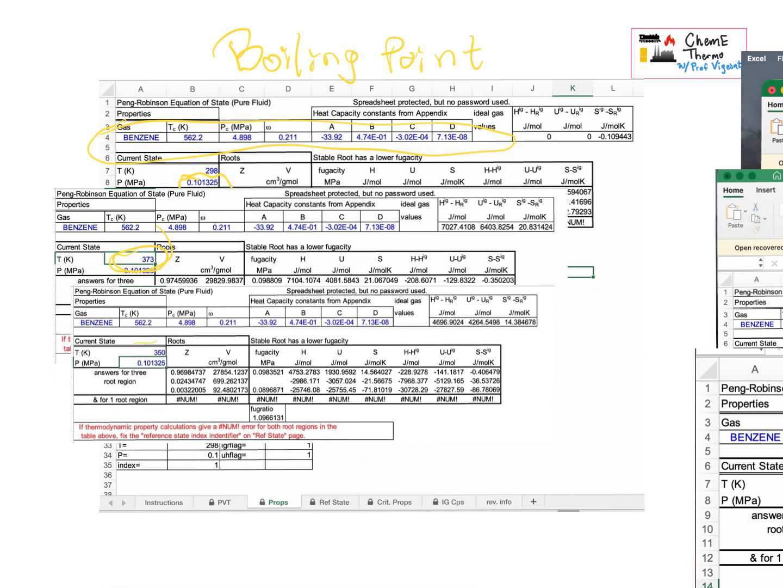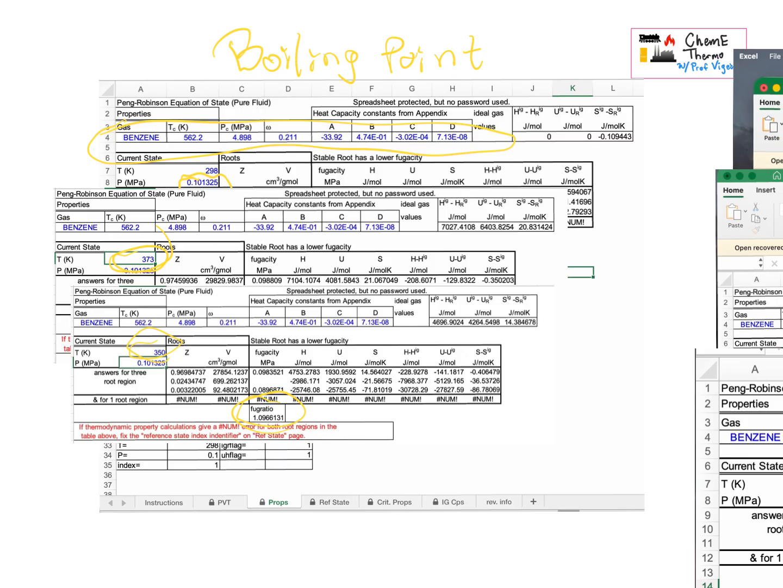My next guess is around 350, and you see I'm really close. Now that I've gotten really close, I'm going to save myself some work. I'm going to use something called goal seek to get me the rest of the way, to get me a more precise answer. You don't have to do this, but I find this can be quite helpful.